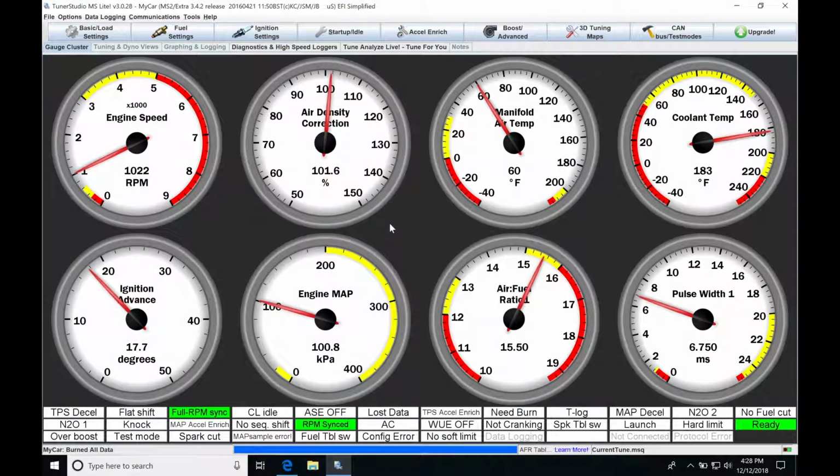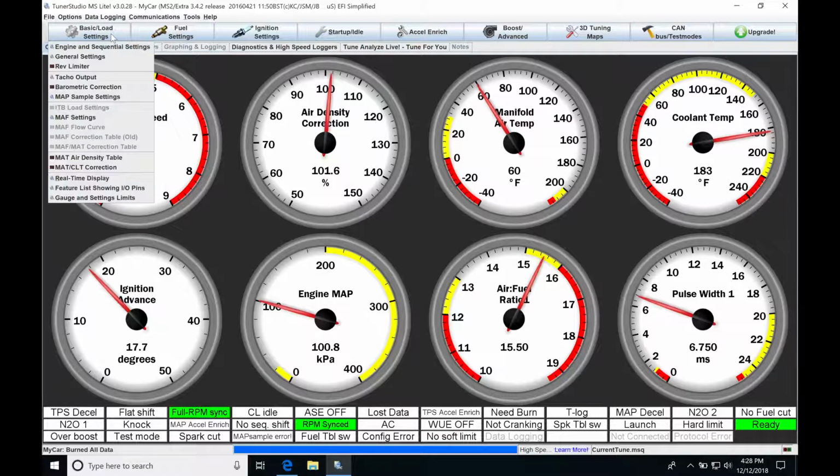Okay, so let's get started here. We're going to be taking a look at our air temp corrections or density corrections in our fuel strategy, as well as looking at our injector dead time values and our deceleration fuel cut in this video and how it all applies to our tuning. So the first thing we're going to be doing here is jump up into basic load settings. We're going to be going down to manifold air temp air density table.